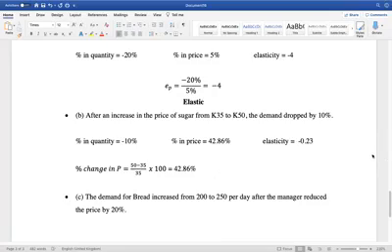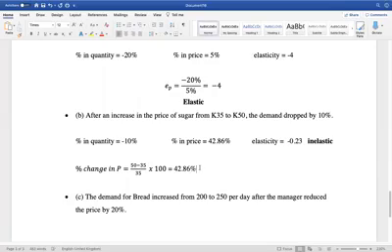What is our interpretation? Yes, it's inelastic. Okay, thank you. So this one is inelastic because if you ignore the negative sign again, it is less than 1. So this is inelastic.